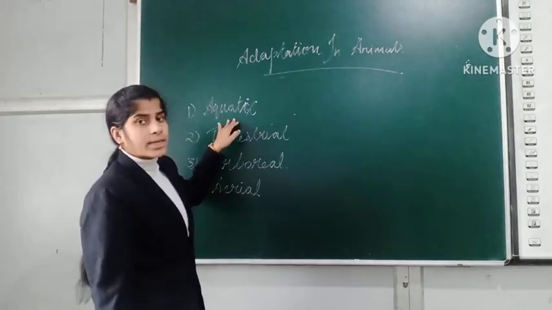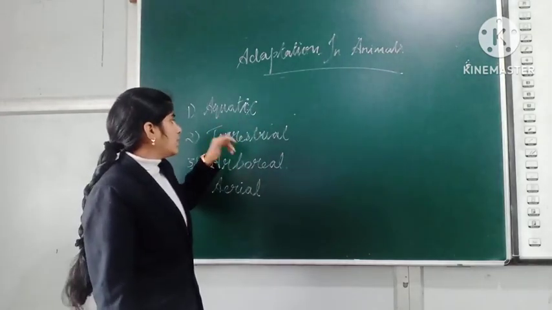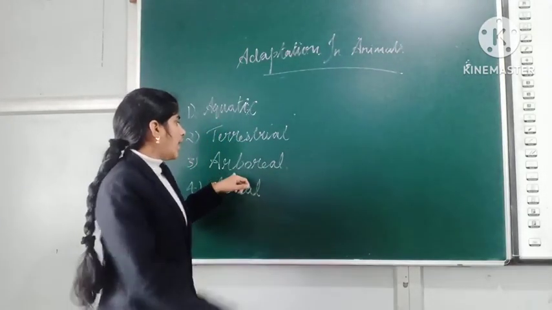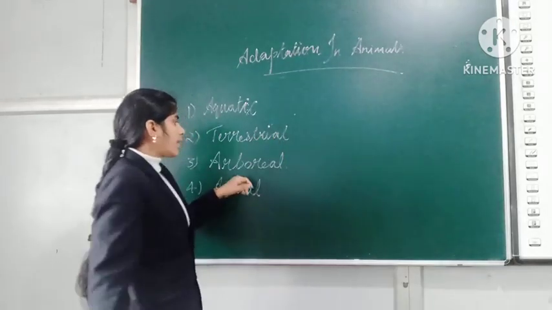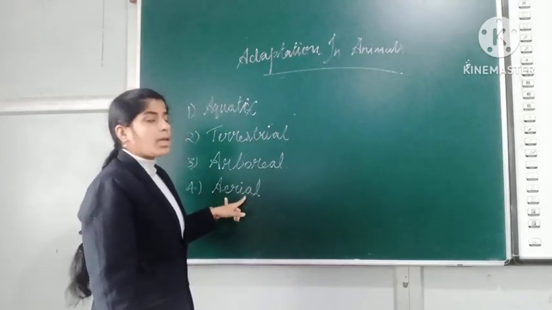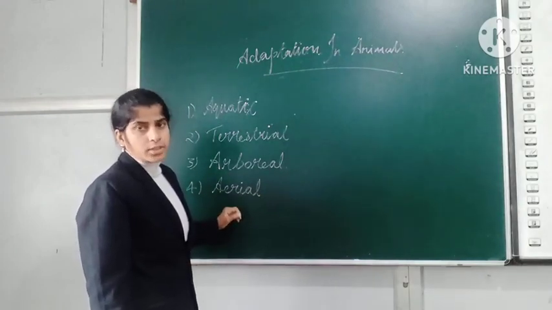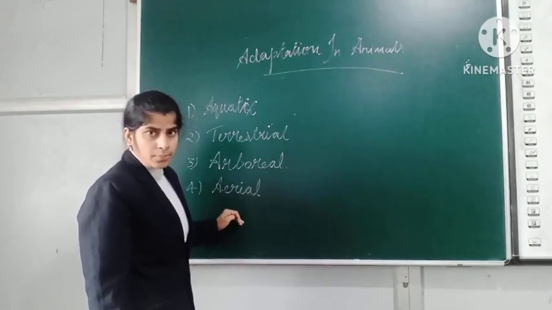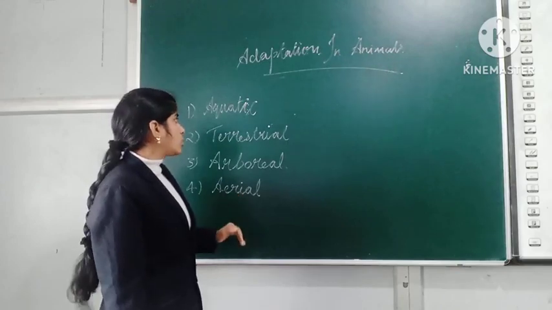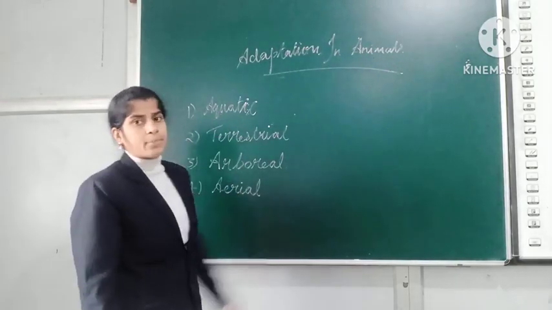First one, aquatic adaptation. Second one, terrestrial adaptation. Third one, arboreal adaptation, and fourth one, aerial adaptation. So these are the types of adaptation in animals. First we are going to discuss aquatic adaptation.